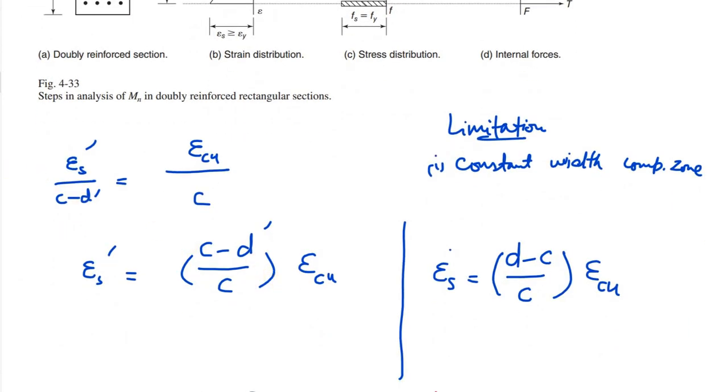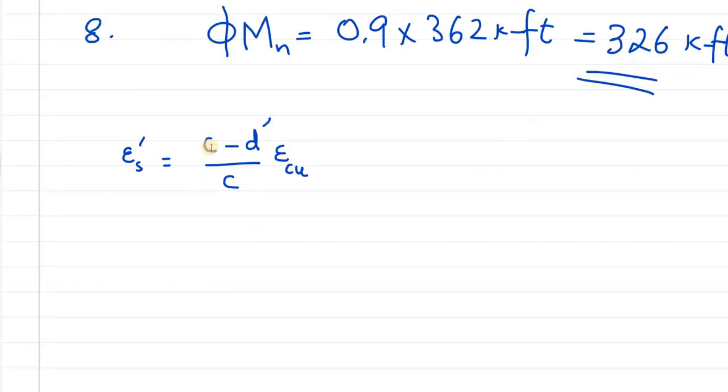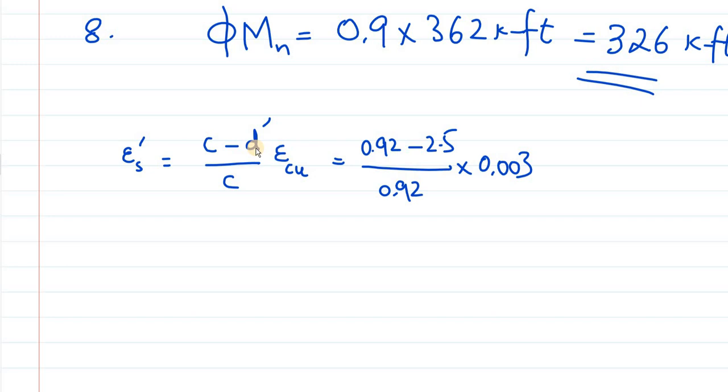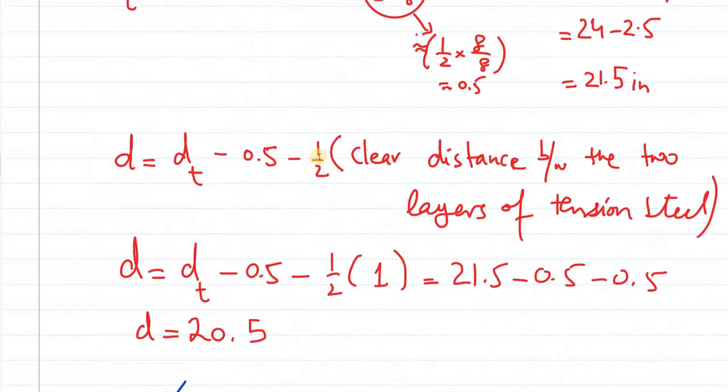Now here we can see, using the same formula, in this case c value is 0.92, d prime is 2.5. So then this is naturally a negative answer. So you see that c is 0.92, d prime is 2.5, so the numerator is a negative value. This is because the reinforcement is not actually a compressive reinforcement. This is actually a tensile reinforcement. So even if you try to calculate, you end up with a negative answer, and just look at the magnitude. It is greater than 0.00207, which is greater than epsilon y. So this is yielding in tension. This is not acting in compression.